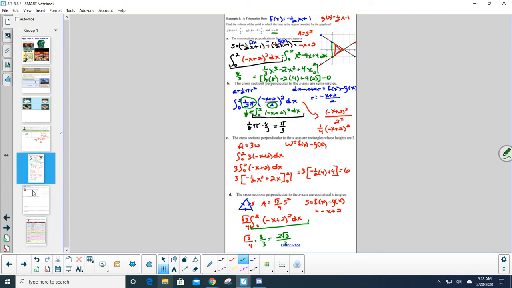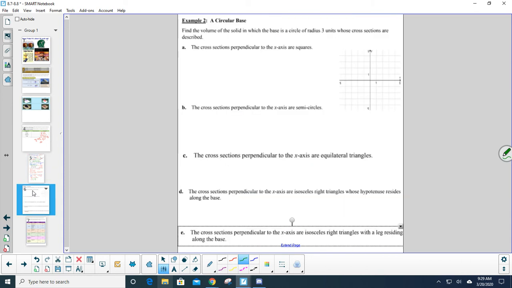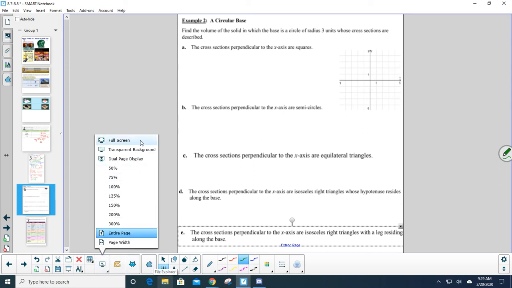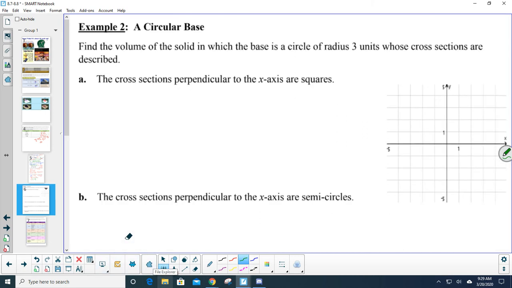Okay, we're going to look at another example, if there are no more questions about this example. I've got one more example to look at. Now we're going to talk about a circular base. Let me get it wider so I can write on it.